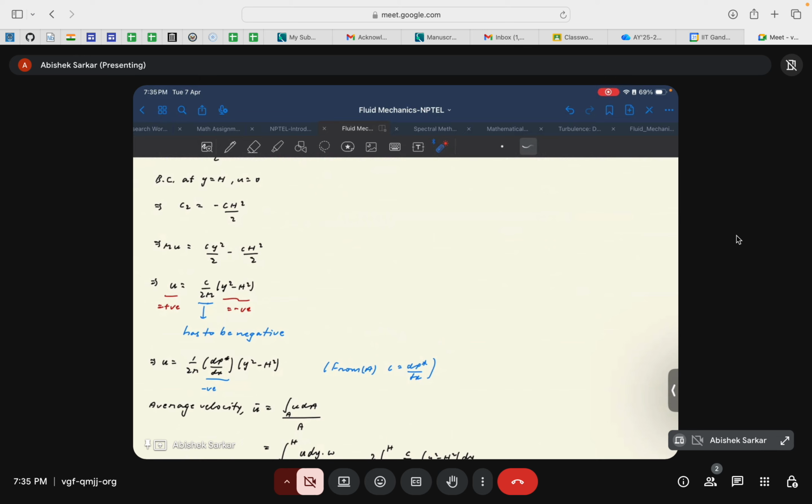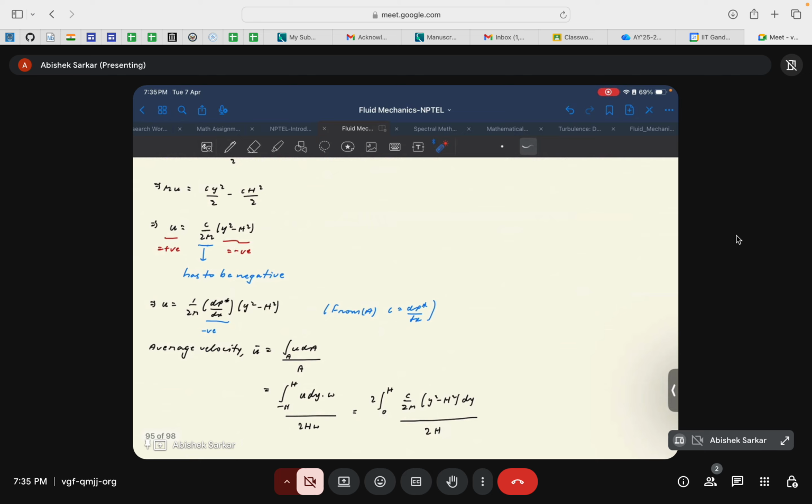We told that c is equal to dp star by dx, if you remember from equation A. So you can write u is equal to 1 by 2 mu dp star by dx times y square minus h square. Now 2 mu is always a positive constant, so it means that for a flow to occur in the positive x direction, given this condition, this dp star by dx, which is actually a constant, should always be negative.